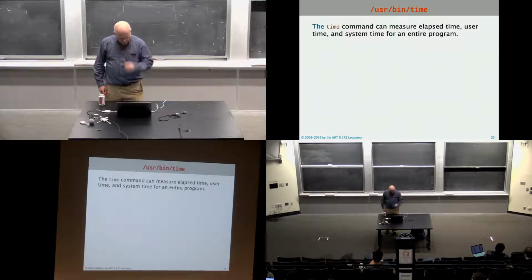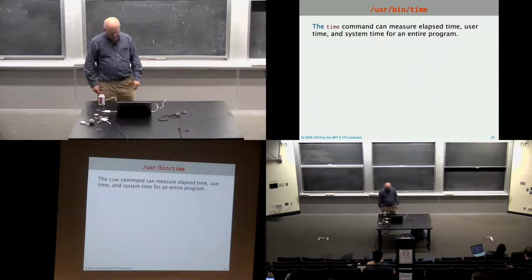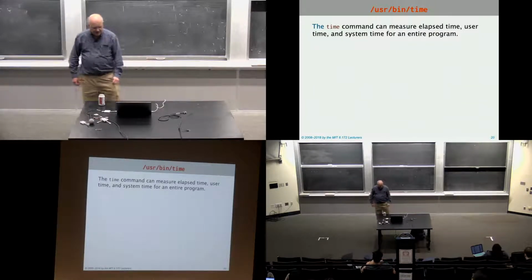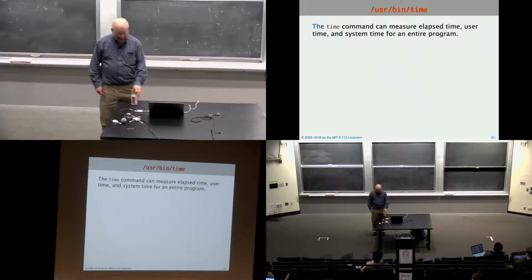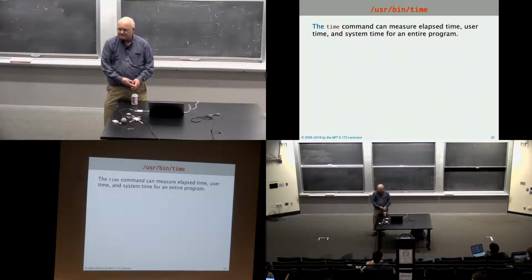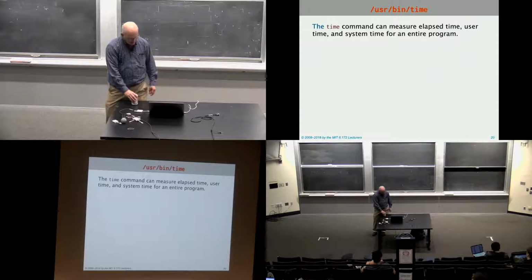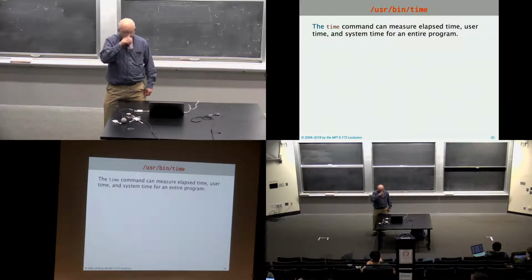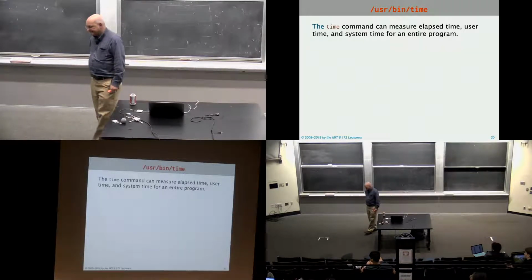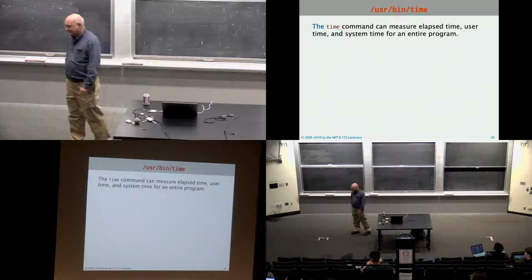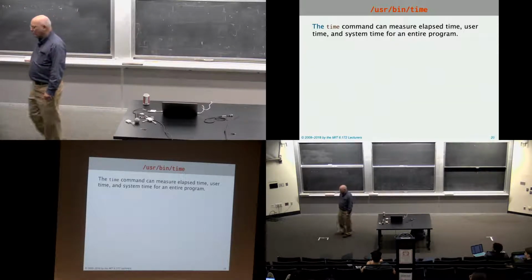So let's start with the time command. It can measure elapsed time, user time, and system time for an entire program. Does anybody know what these 3 terms mean? Elapsed time, user time, and system time. Sure. Is elapsed time like clock time? Like if you use a stopwatch? Yeah, it's what we call wall clock time.